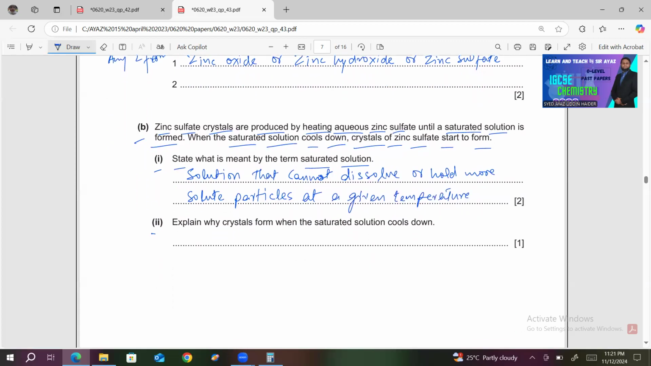Number 2, explain why crystals form when the saturated solution cools down. The solubility decreases as temperature decreases.